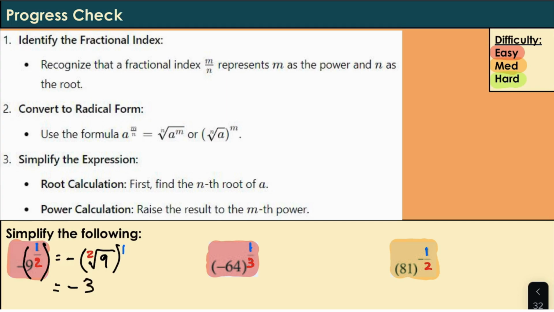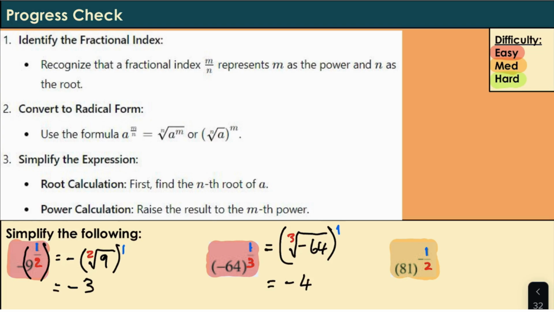In our next question, this time the negative is inside the brackets. Now we are finding the cubic root of a negative number. Now, of course, if we had the square root of a negative number, that would be no solution. However, in this case, we have the cubic root of a negative number, which is possible. Now the cubic root of negative 64 would be negative 4.